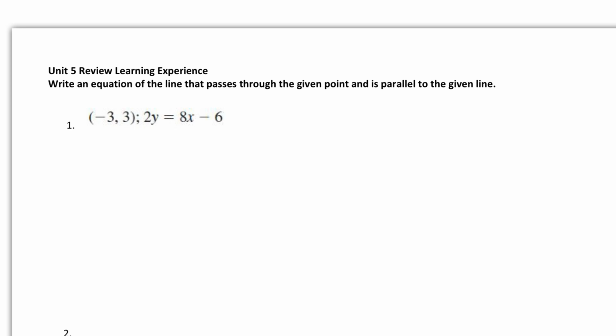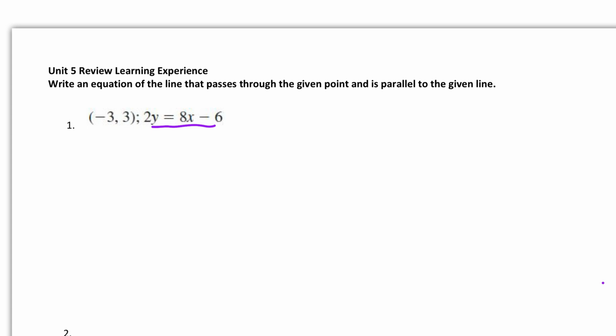It says, write an equation of the line that passes through the given point and is parallel to the given line. So the first question is, what's the slope of that line? Well, to figure out the slope of this line, I need to do something first. Since I have 2y is equal to 8x minus 6, I need to know what y equals.